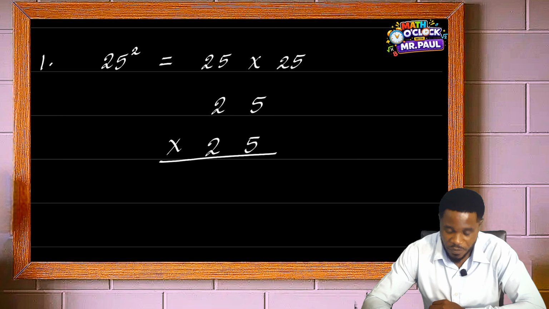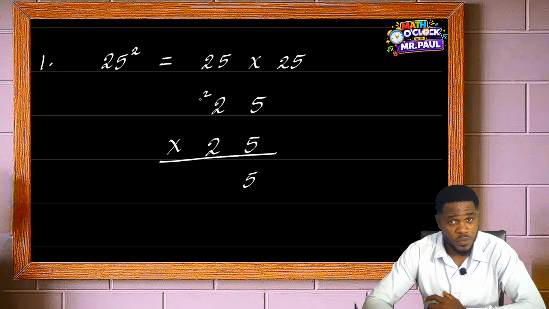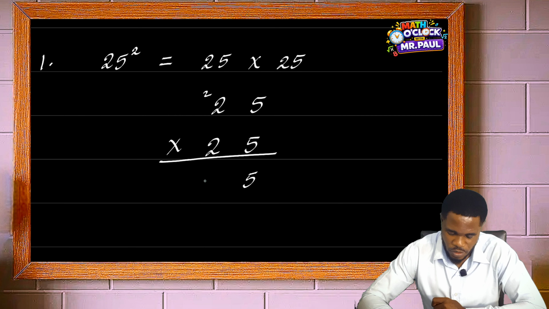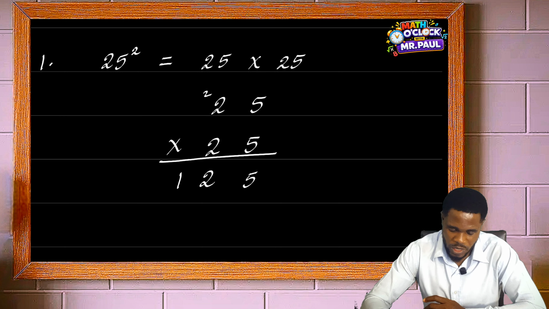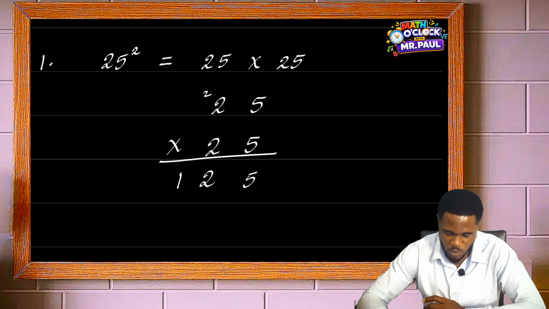5 times 5 will give us 25, so we write down 5 and bring forward 2. 5 times 2 will give us 10, plus this 2 which we brought forward, that would give us 12. So we write down 12. Now we are done using the unit digits. Now let's go to the next digit, which is the tens digit, where we have 2. So we are going to use this 2 to multiply 25 as well. So let's go ahead and multiply.